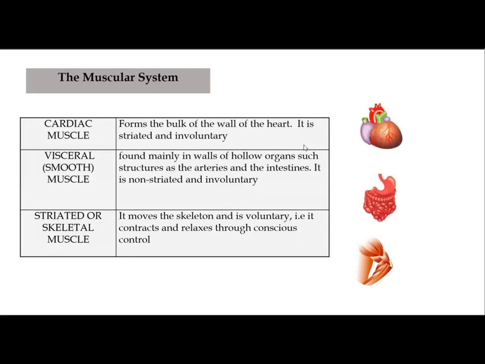So now we have 3 muscles in our body. The first one is our heart muscle. The second one is our visceral muscle. And the third one is our skeleton muscle. That is what we're talking about. So the cardiac muscle, it's striated. That means when you would take the heart and cut it into 2 halves and put it under the microscope, you will see little stripes, okay?